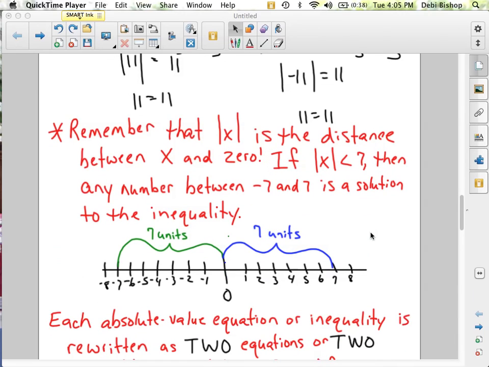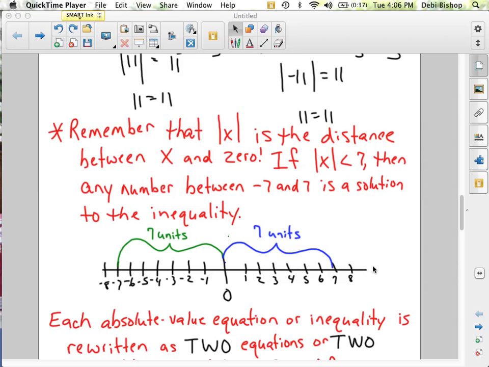Here's a visual example for you. If the absolute value of x is less than 7, then any number between negative 7 and 7 is a solution to the inequality, because that's just saying that it's 7 units from 0. So negative 7 to 0 is 7 units, and positive 7 to 0 is 7 units. So that's how we can get a positive answer and a negative answer, because both of these are 7 units from 0. So it's a little more in-depth explanation.